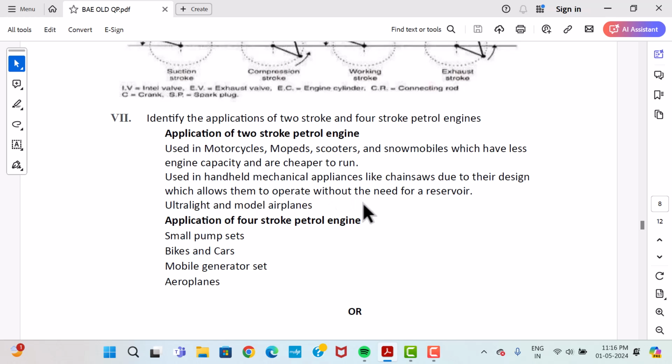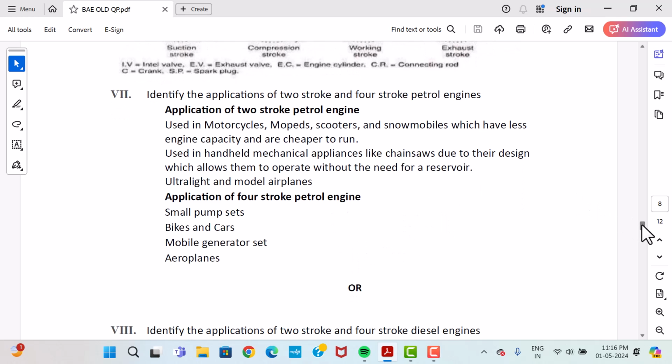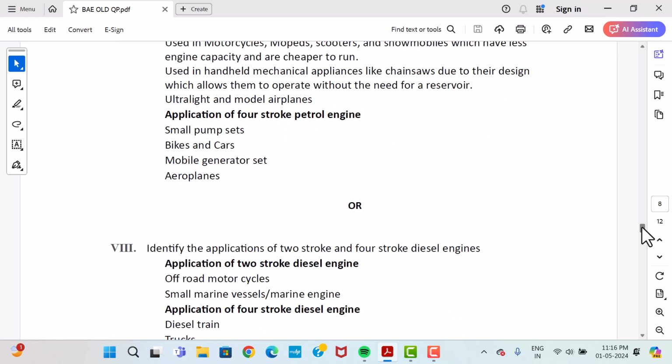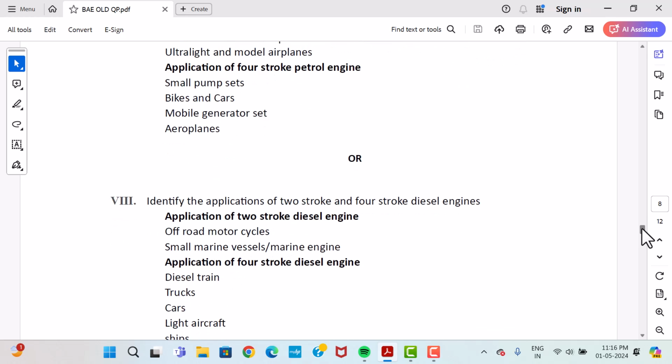In ultra-light and model airplanes, we are using two-stroke petrol engines. Four-stroke petrol engines are used in small pump sets, bikes, cars, mobile generator sets, and airplanes. Most of the engines nowadays are petrol engines. Diesel engines are also used. Most vehicles, cars, bikes, etc., mainly use the four-stroke petrol engine.